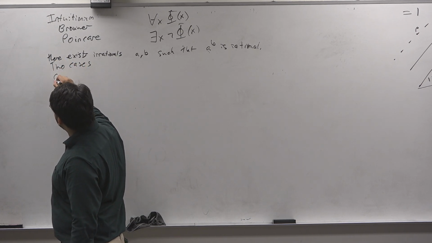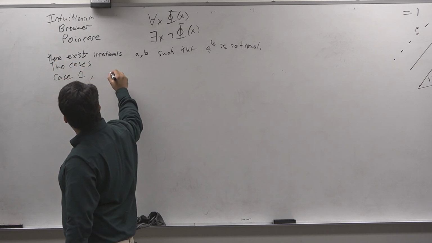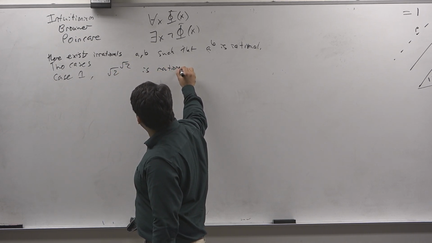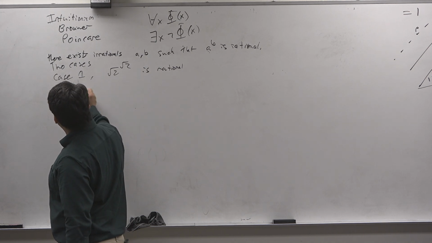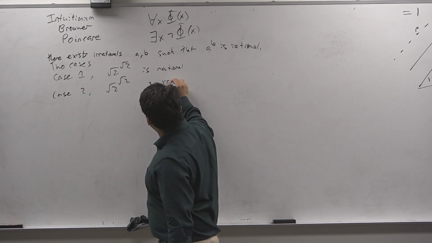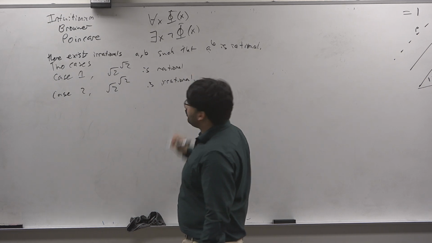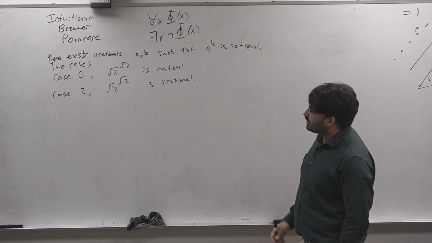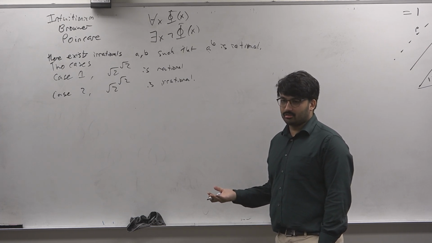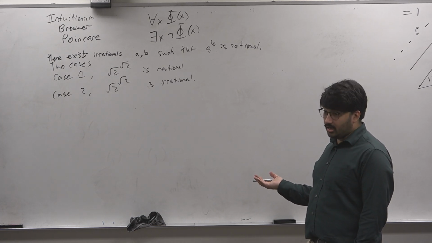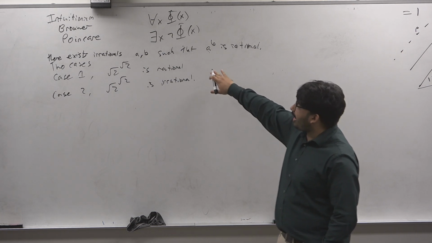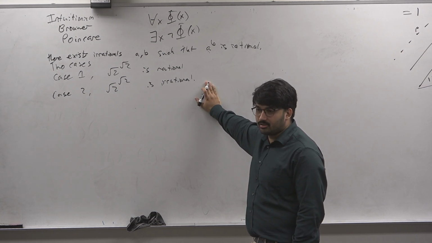Case one, square root of 2 to the square root of 2 is rational. Case 2, square root of 2 to the square root of 2 is irrational. Those are the only two cases we have, okay? Notice the cases are total in that square root of 2 to the square root of 2 is either rational or irrational. We don't actually know which one it is. I know which one it is, but we don't know which one it is in context of the proof. But it's one of the two. Certainly it's either rational or irrational because every real number must be rational or irrational.